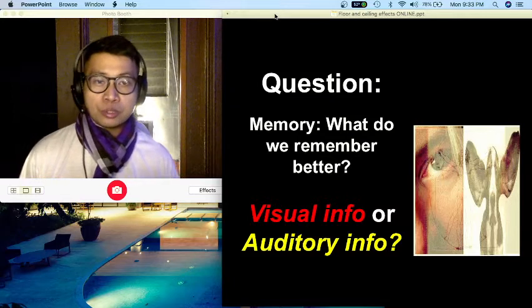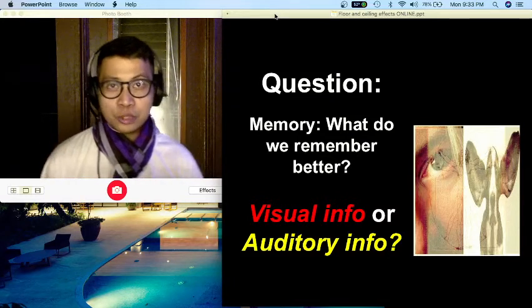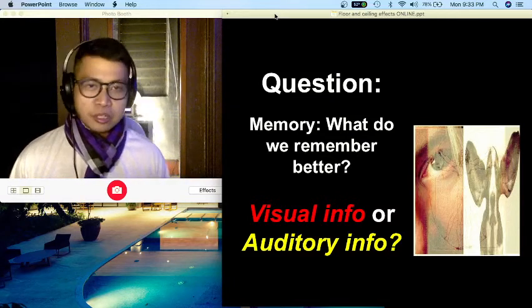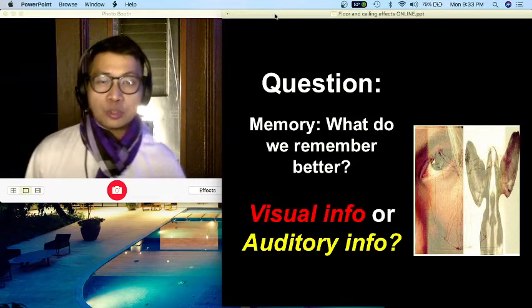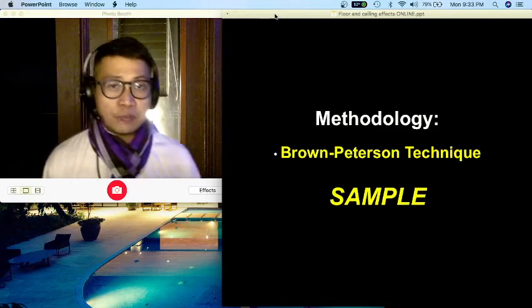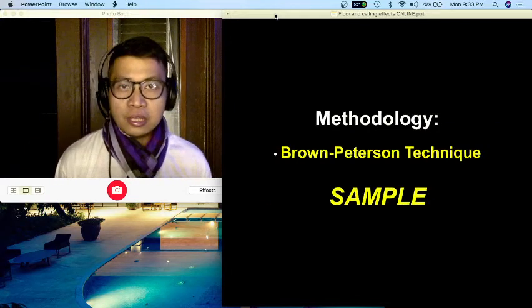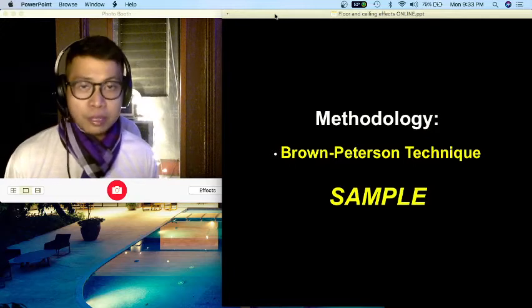Yung impormasyon na nakikita niya o yung impormasyon na naririnig niya? So basically, that's what he wants to find out. Ano ba yung mas naaalala ng tao? Visual information or auditory information? Okay, so definitely the dependent variable here would be memory.